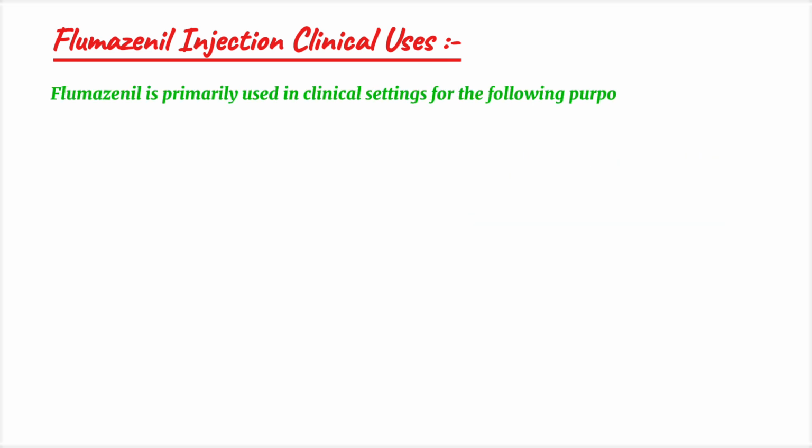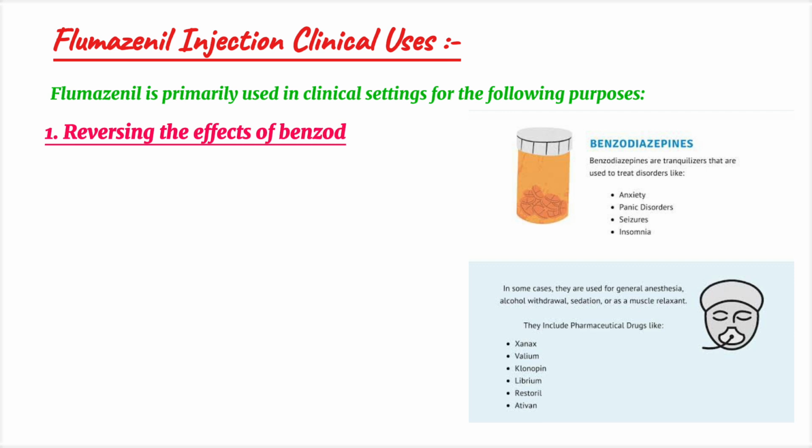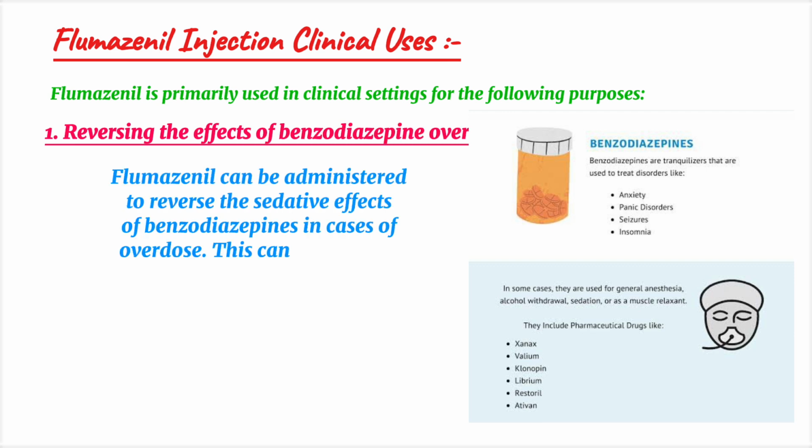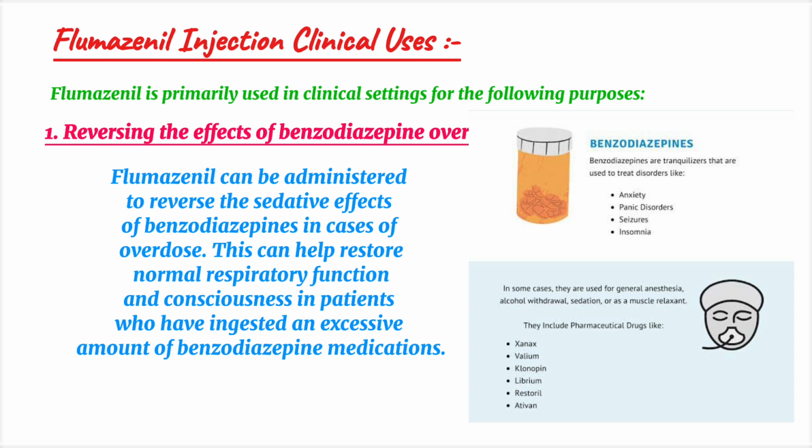Flumazenil is primarily used in clinical settings for the following purposes. 1. Reversing the effects of benzodiazepine overdose. Flumazenil can be administered to reverse the sedative effects of benzodiazepines in cases of overdose. This can help restore normal respiratory function and consciousness in patients who have ingested an excessive amount of benzodiazepine medications.